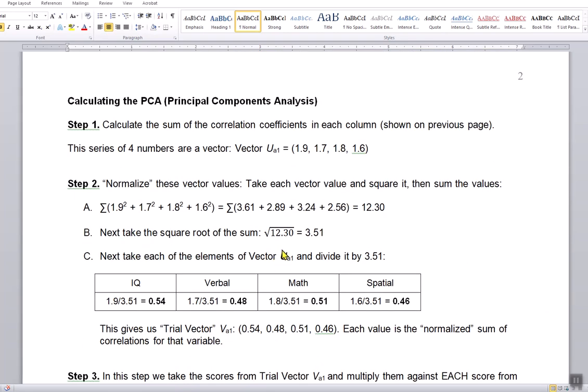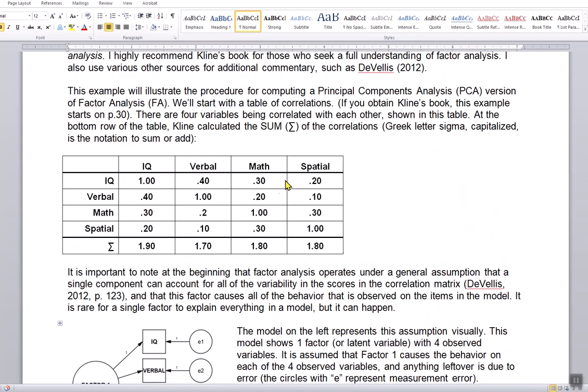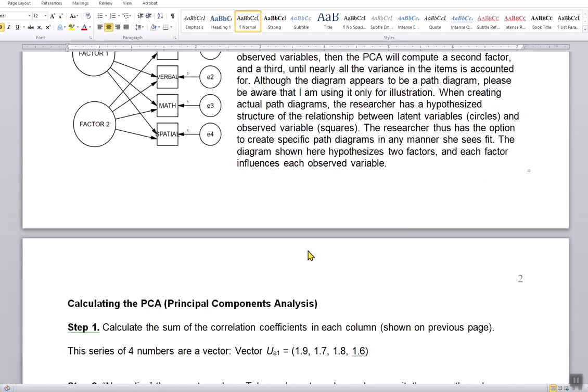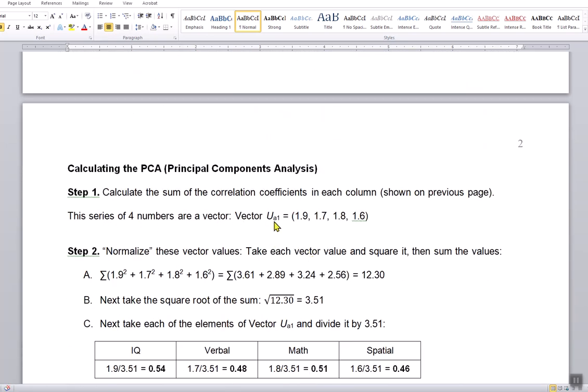So here's how you would actually compute a factor analysis. And the version of factor analysis that I'm working with here is principal components analysis, which is the easiest one, to my mind, to actually compute by hand. And the way that it works is this. You take the sum of the correlations. So if we go back to the previous page with the correlation table, this is our starting point, the correlations. And we take the sum of each column of correlations. So 1.9, 1.7, 1.8, and 1.8. That's where we start. We take the sum of these correlations and we call that a vector. And so this is the first vector. The sum of the correlations are represented here.